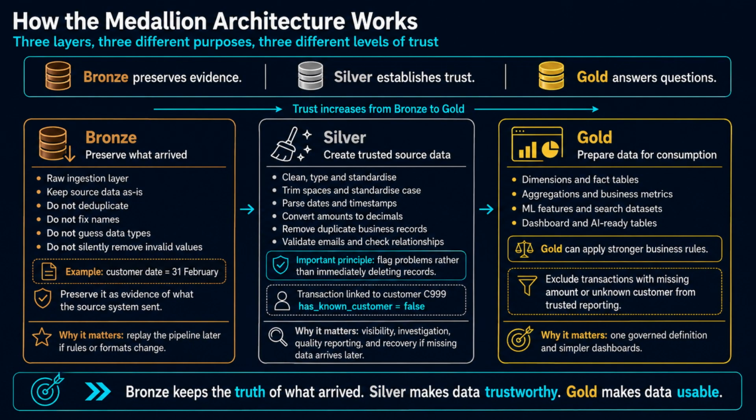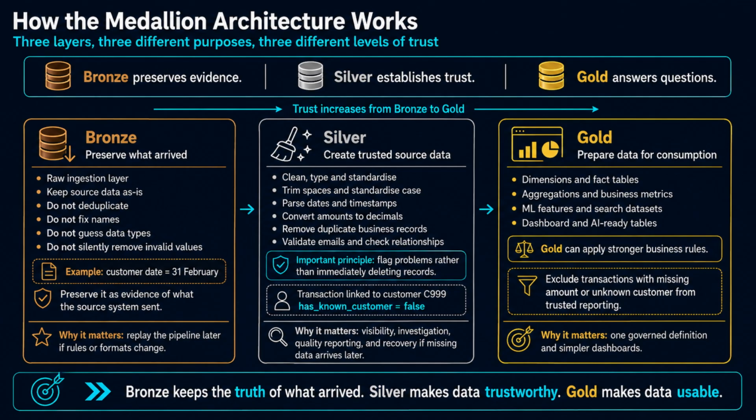The Medallion architecture organizes data into 3 progressive layers: bronze, silver, and gold. Each layer has a different purpose and a different level of trust. A useful way to remember the architecture is bronze preserves evidence, silver establishes trust, gold answers questions. Let us break that down.